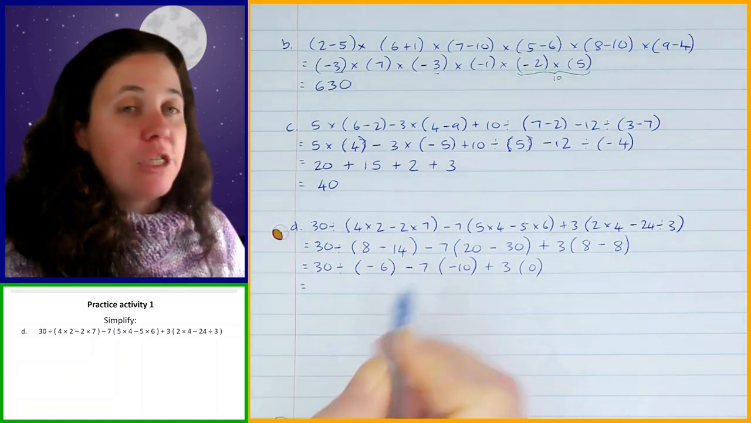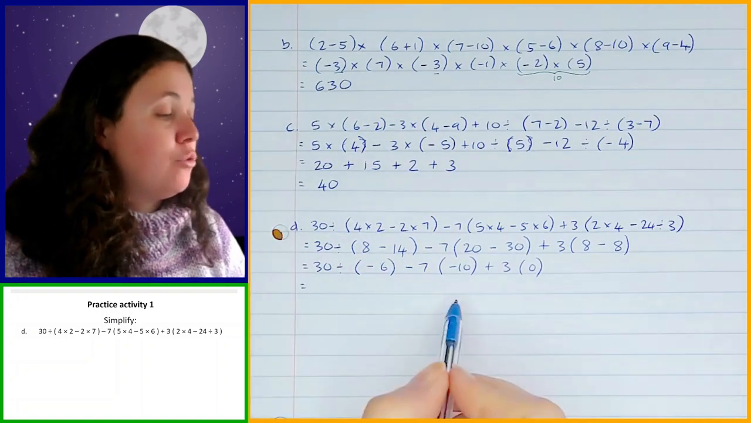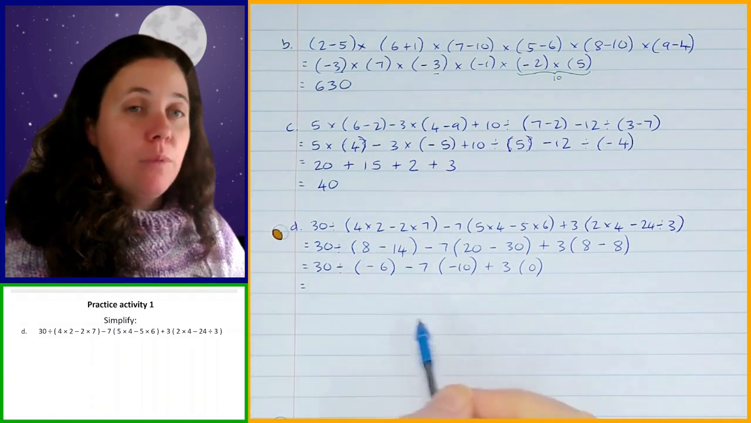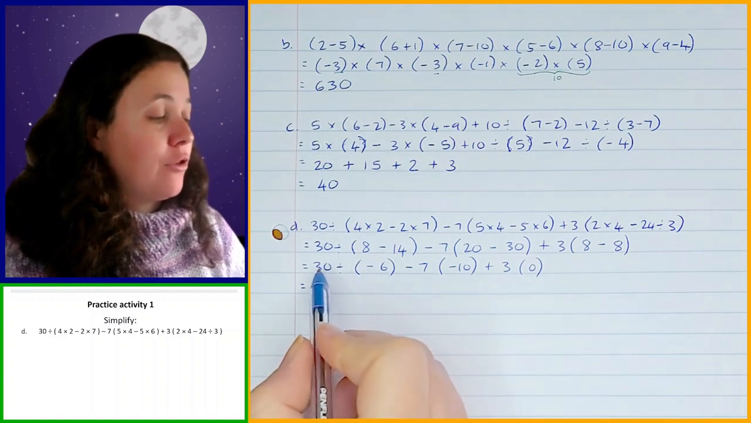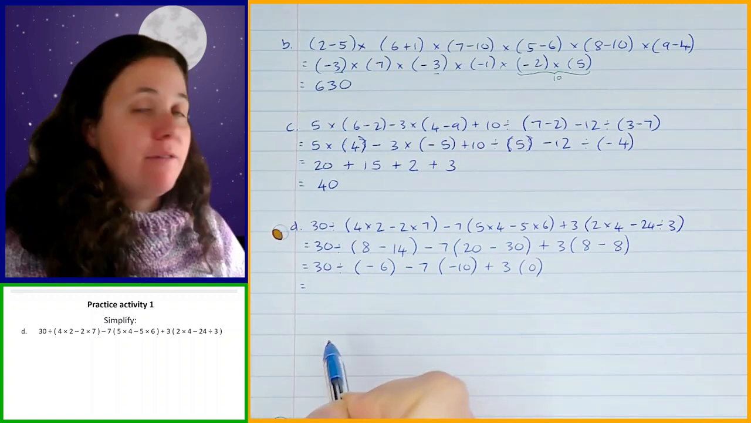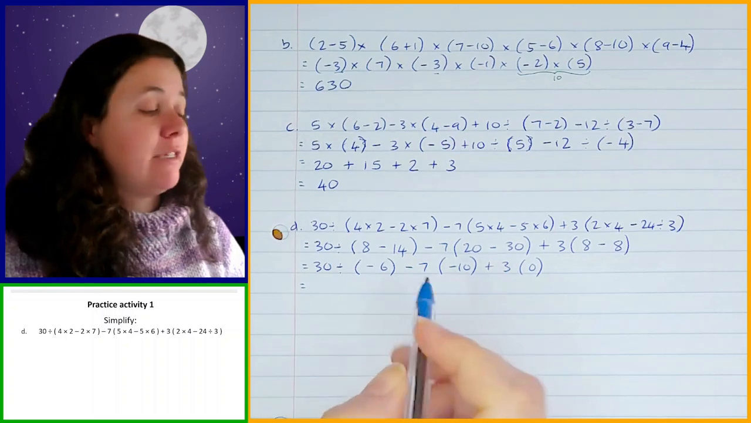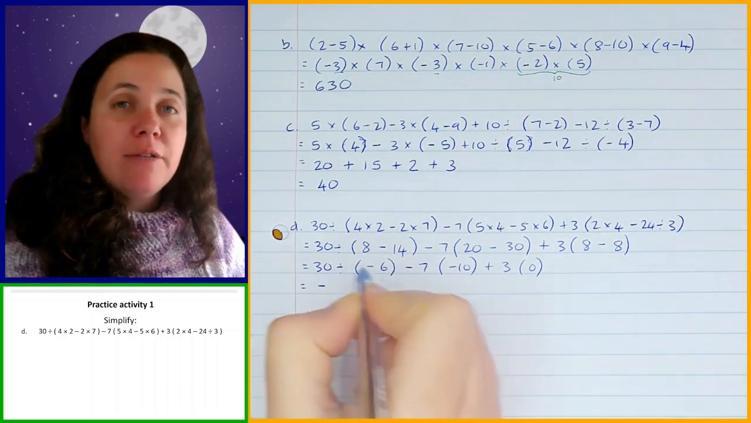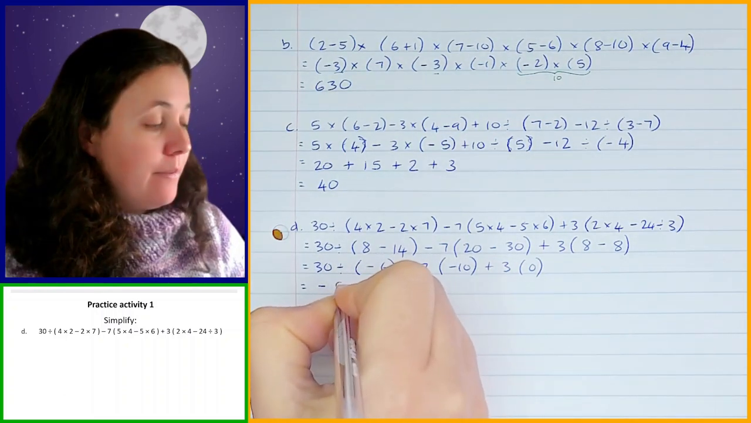Okay, so now I'm going to do my multiplication and division and get rid of those brackets at the same time. So I've got 30 divided by negative 6. So I've got a positive divided by negative. That gives me a negative answer. And 30 divided by 6 is 5.